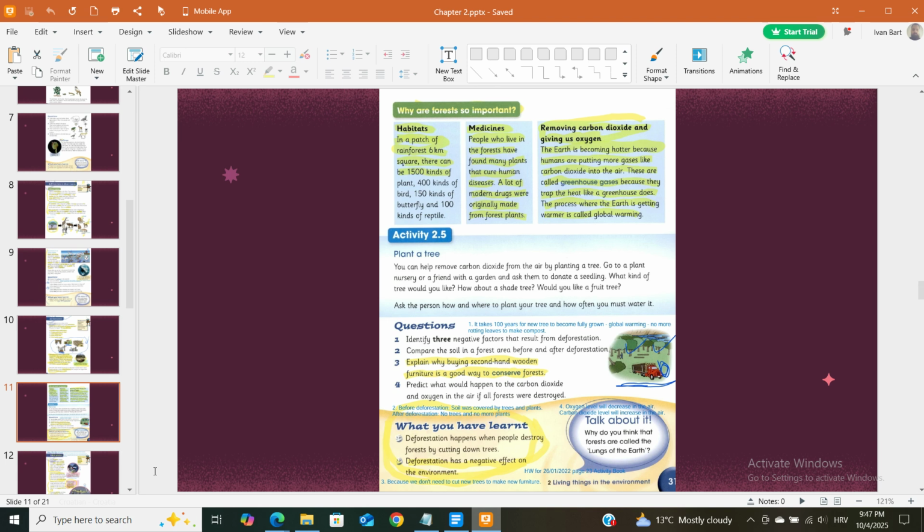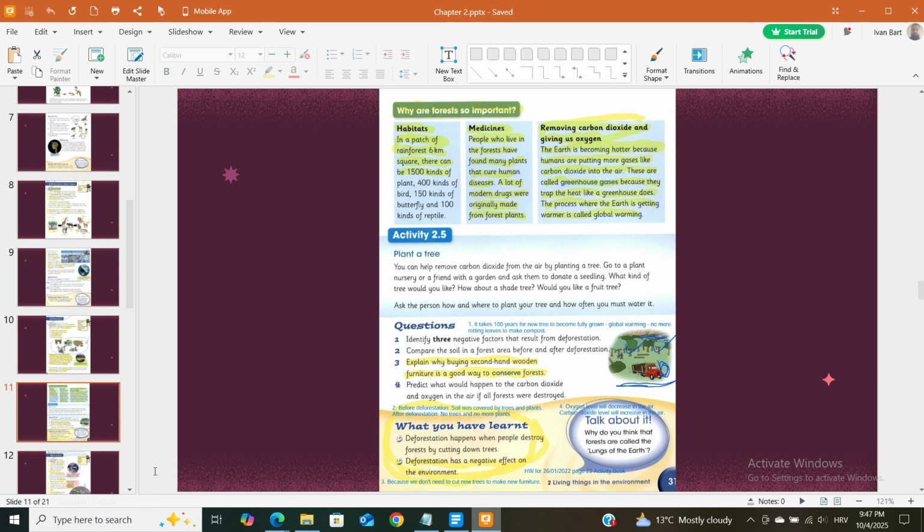Medicines. People who live in the forests have found many plants that cure human diseases. A lot of modern drugs were originally made from forest plants, removing carbon dioxide and giving us oxygen.